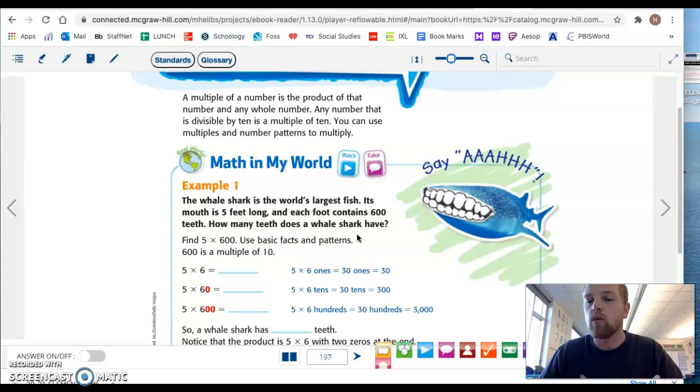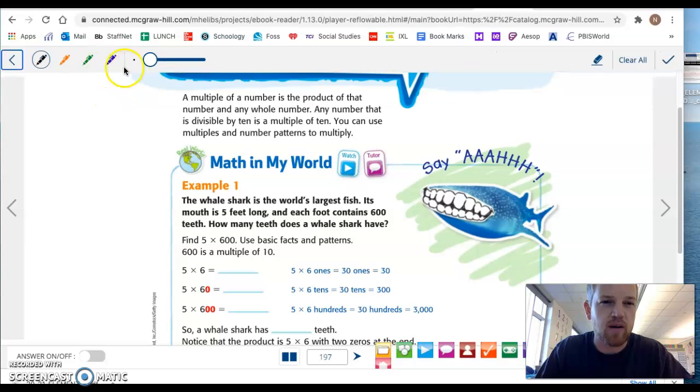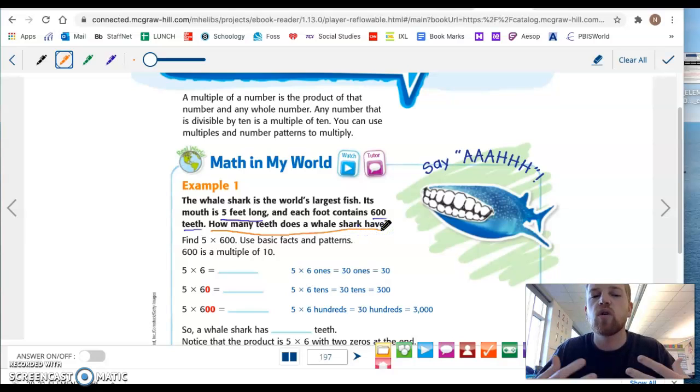All right, so what we're going to do here is really take a look and focus on our place value. So I know that if I'm solving this problem, the first thing I want to do with my word problem is find what information I have. So first, I know that the mouth is 5 feet long. Okay, that's how long the mouth is. And I know that each foot contains 600 teeth. So if I notice, then my problem here is I'm trying to solve how many teeth does the whale shark have. Again, I always want to go in and find that information first. What information am I using? 5 feet long and 600 teeth per foot. And then I also want to know what my question is. And this one is, how many teeth does a whale shark have?